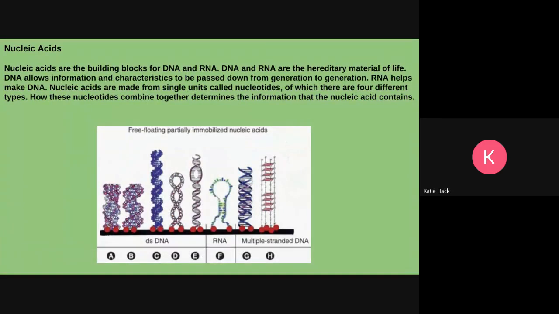So nucleic acids, those are the building blocks for DNA and RNA. So DNA and RNA are the hereditary material of life. DNA allows information and characteristics to be passed down from generation to generation, and RNA helps make the DNA. So nucleic acids are made from single units called nucleotides, of which there are 4 different types. Now, how these nucleotides combine together determines the information that the nucleic acid contains.